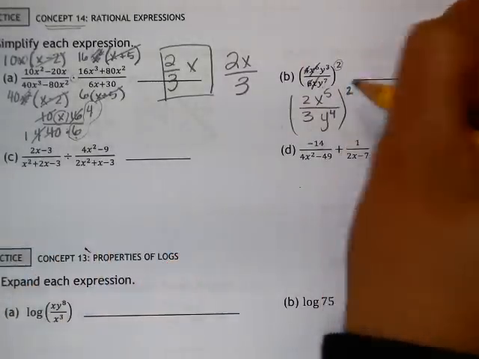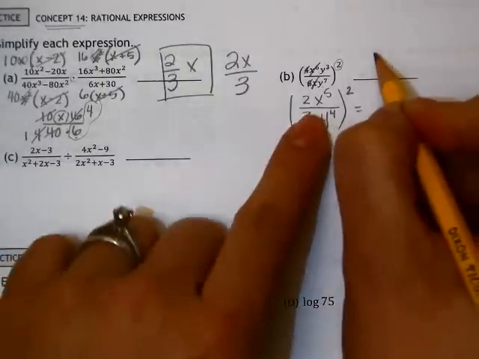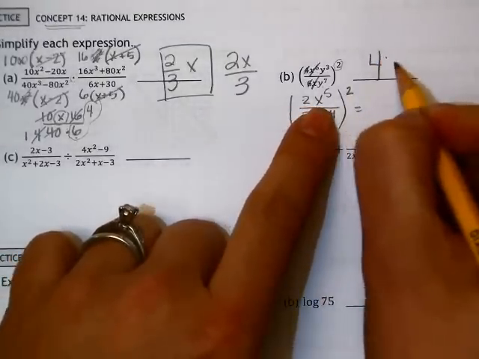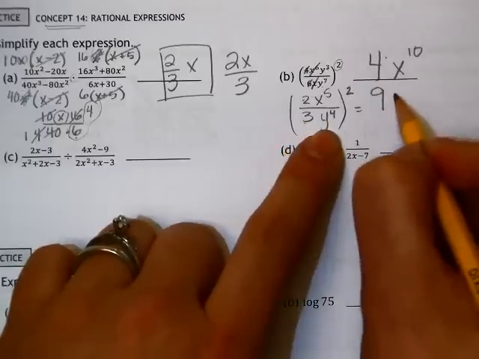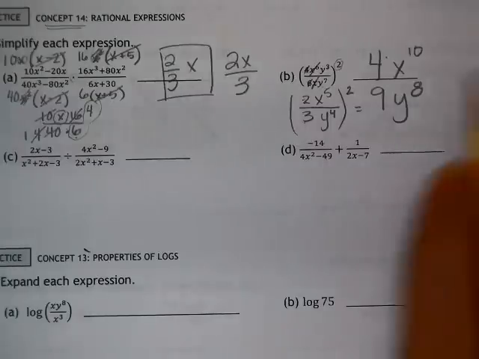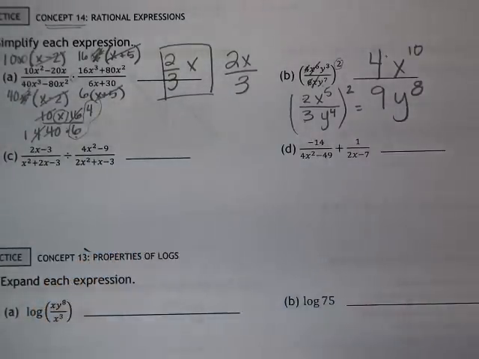And then I'm going to square that. So what I would have here then is squaring this. I would have 2 squared is 4, x to the 10th, and then 3 squared is 9, and then y to the 8th. So let me pause it. Unfortunately.